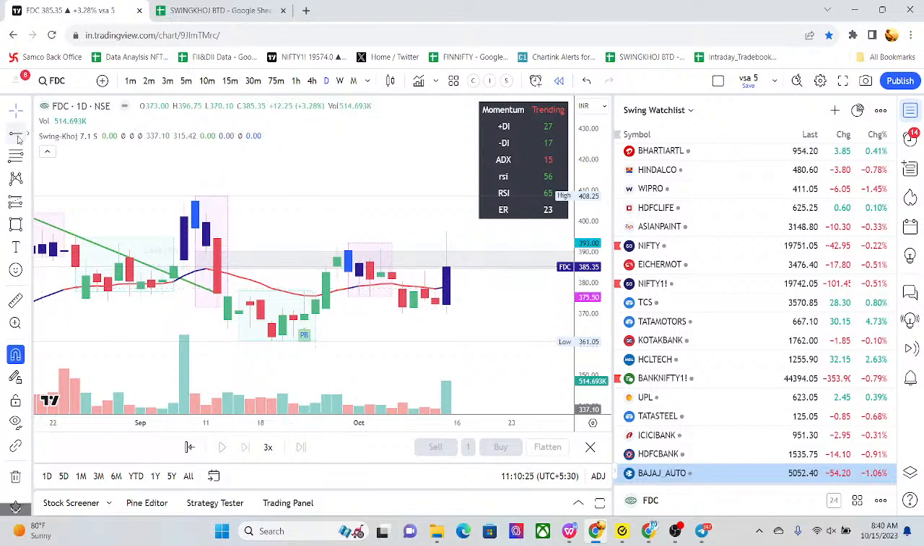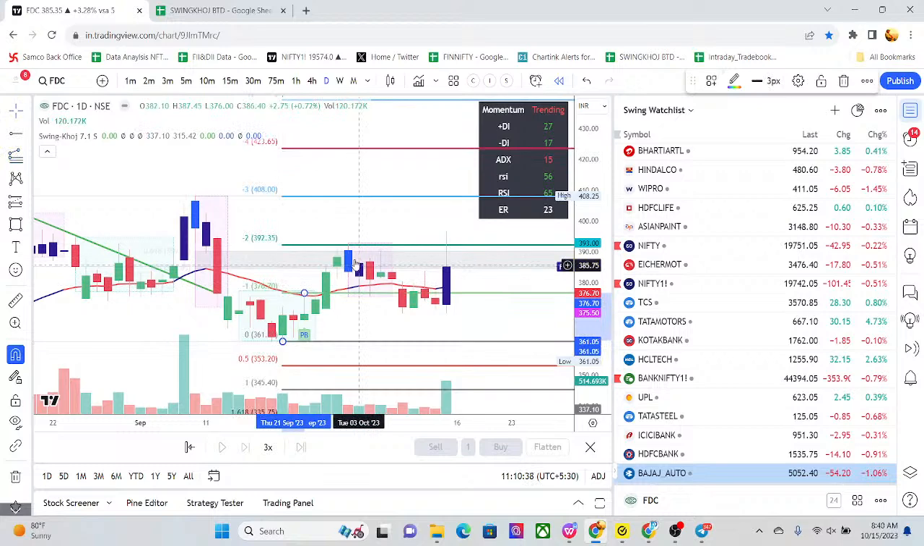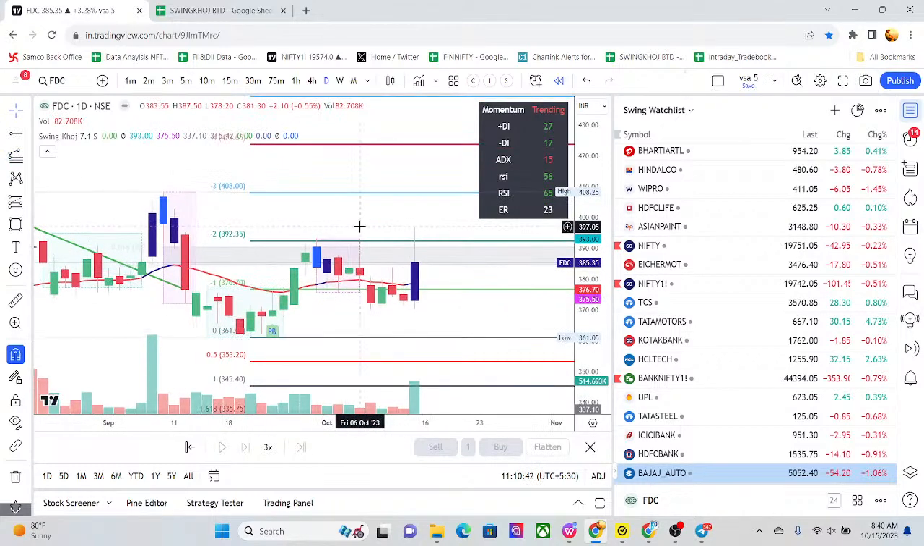So mark the high of this candle. Enter here. Stop loss will be the last swing low. This is a swing low. You can see 1:1 is achieved very fast, right? If you go for 1:2, it takes time.